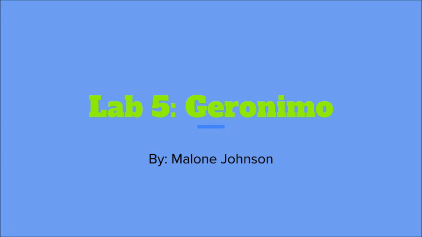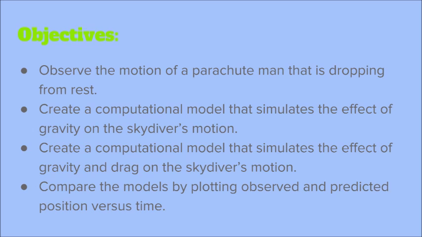In this lab, we are exploring how the drag force and weight force interact on an object by using Newton's second law and the position function to predict the motion's future. The objective of the lab was to pick and observe an object falling from rest and analyze its motion by considering different forces at work. I chose to observe the motion of a parachute man that is dropping from rest.